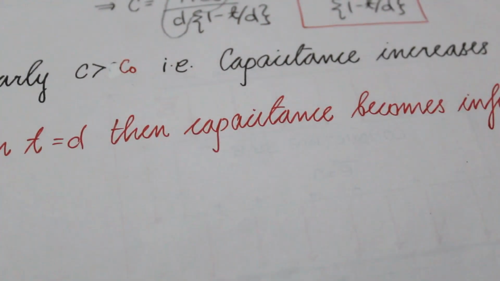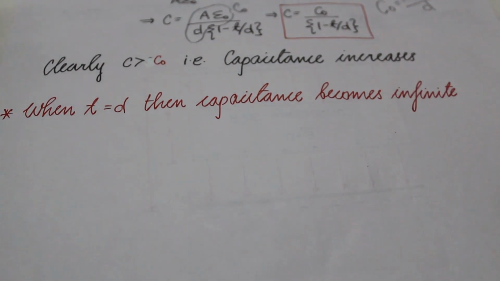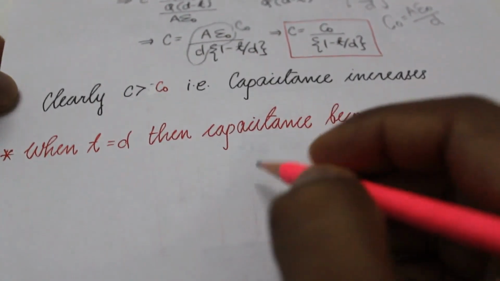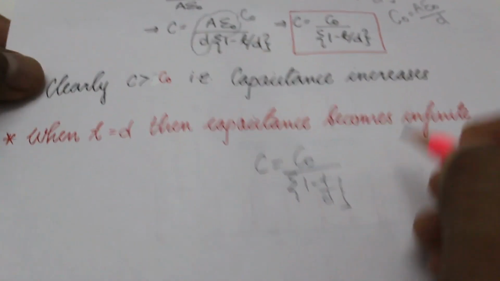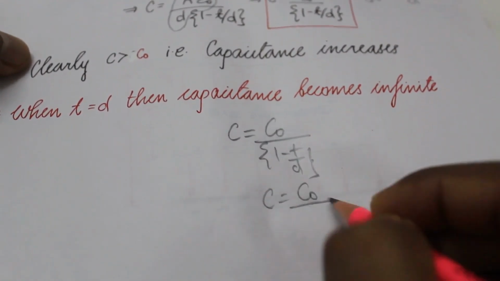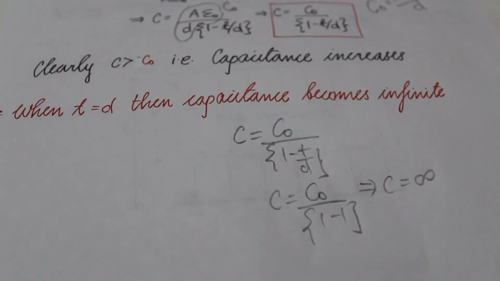It is always greater. What if T is equal to D? T is equal to D means we completely fill the gap between the two parallel plates with a conducting slab. If such a condition arises, then the capacitance becomes infinity. This is because we know that C is equal to C naught upon 1 minus T by D. If T is equal to D, we get C is equal to C naught upon 1 minus 1, and hence C will become infinity. It means if we fill a parallel plate capacitor with a conductor and completely fill the gap, in that case the capacitance will become infinity.